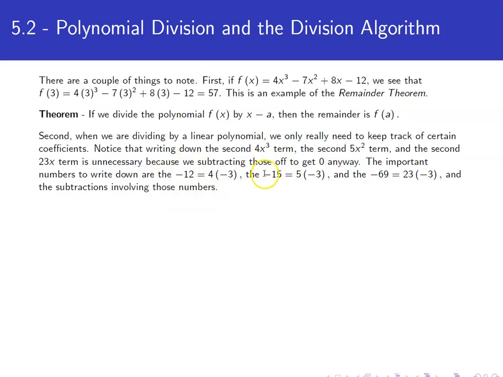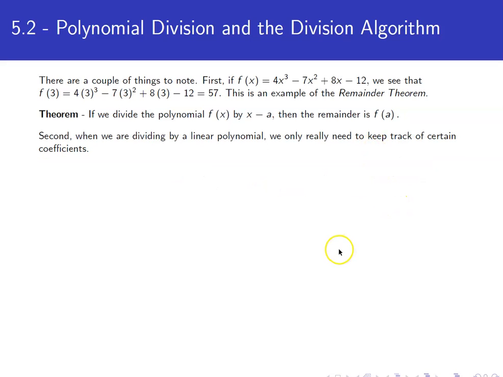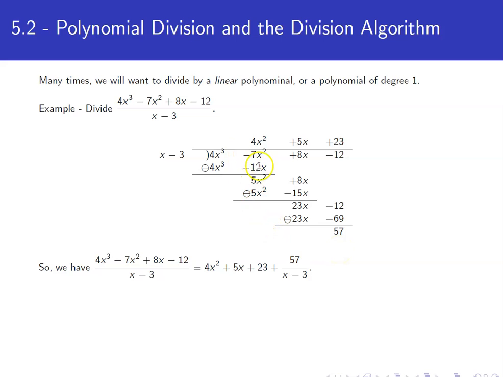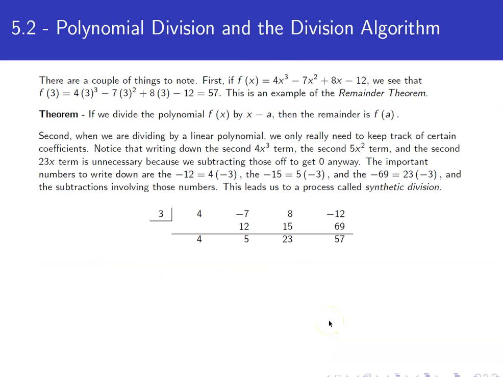That negative 12, the negative 15, and the negative 69. Where did those come from? Well, the negative 12 came from the 4 times the negative 3. The negative 15 came from the 5 times the negative 3. The negative 69 came from the 23 times the negative 3. So notice each of these, the 12, the 15, the 69, are all those multiples when we end up on our quotient. And then the subtractions we need to keep track of, those non-zero answers.